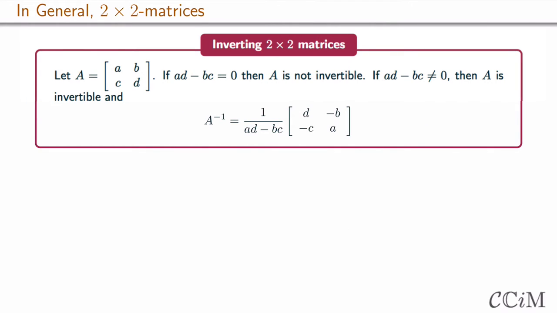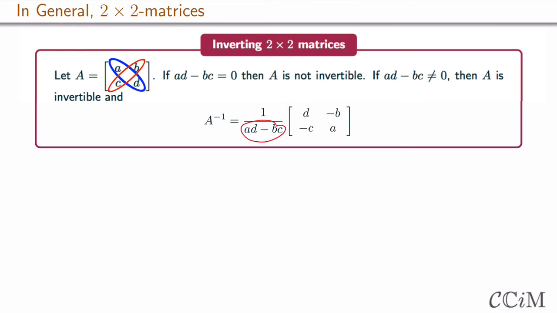In general, following a similar method, one can come up with a formula for the inverse of a 2x2 matrix. It turns out that if I multiply the two diagonal elements of A with each other and subtract from that product the product of the diagonal elements going in the opposite direction. So if I take AD minus BC, and if that results in a non-zero number, then A is invertible, and the inverse can be found by 1 over this number AD minus BC.